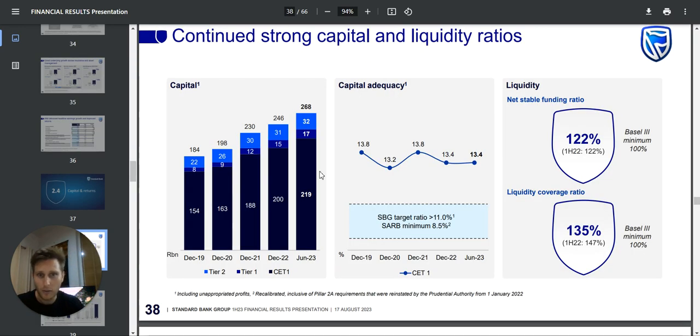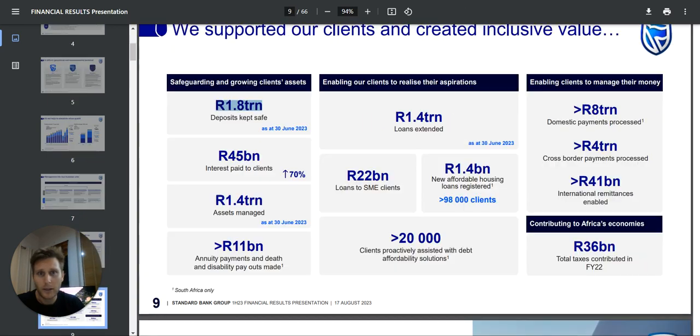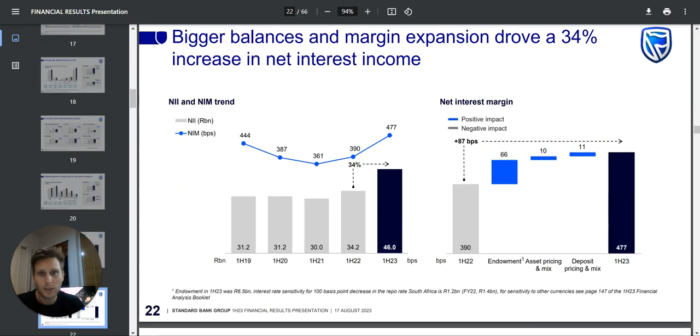We can see that in the graph. Not that one. Let me go back. Should be that one. There we go. The net interest income, NII, and the net interest margin. The net interest margin you can see is in the blue, and the net interest income is rands per billion.